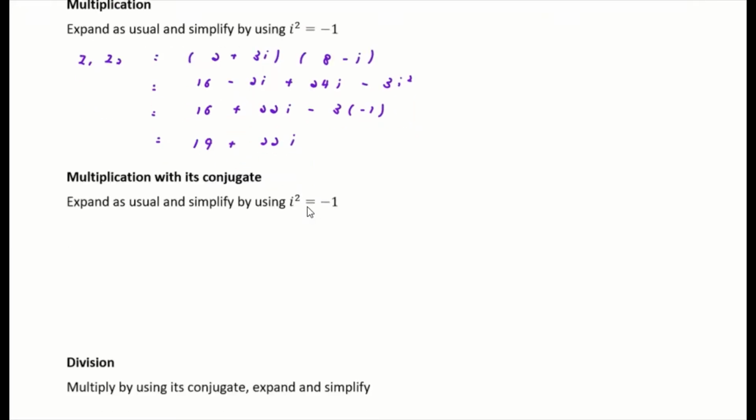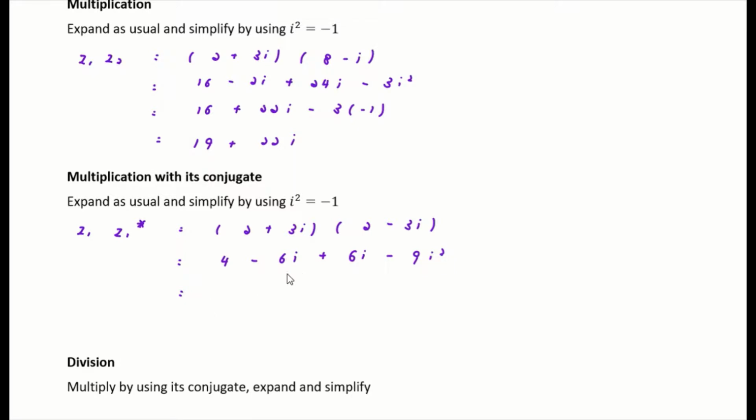Okay, if let's say we multiply with its conjugate, let's try to see what happens. Let's use z1. We multiply z1 by the z1 conjugate, which means we have 2 plus 3i. Its conjugate is going to be 2 minus 3i, right? So let's see what happens when we expand. We have 4 minus 6i plus 6i minus 9i squared.